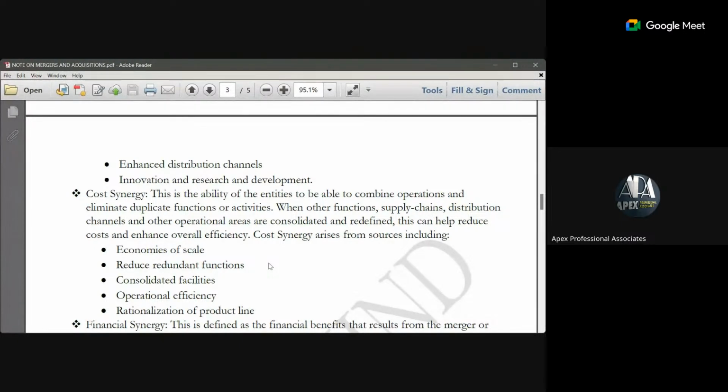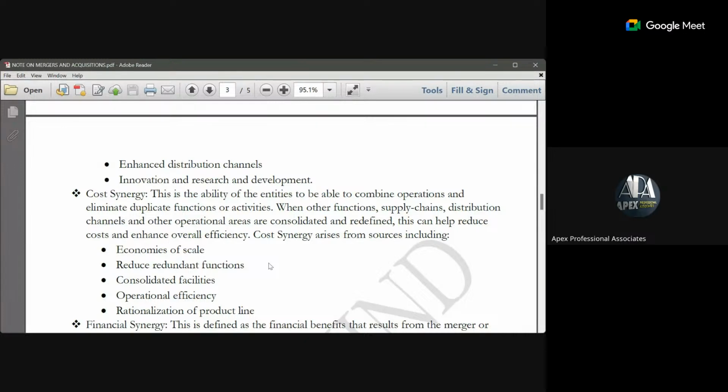So having done that, now we mentioned that there are various ways by which synergy can arise into a business entity, which I talked about the revenue synergy, where we explained the various ways by which synergy can arise from revenue. So now we're talking about the cost synergy. This is the ability of the company to be able to reduce or minimize their activities and still maintain their standard.